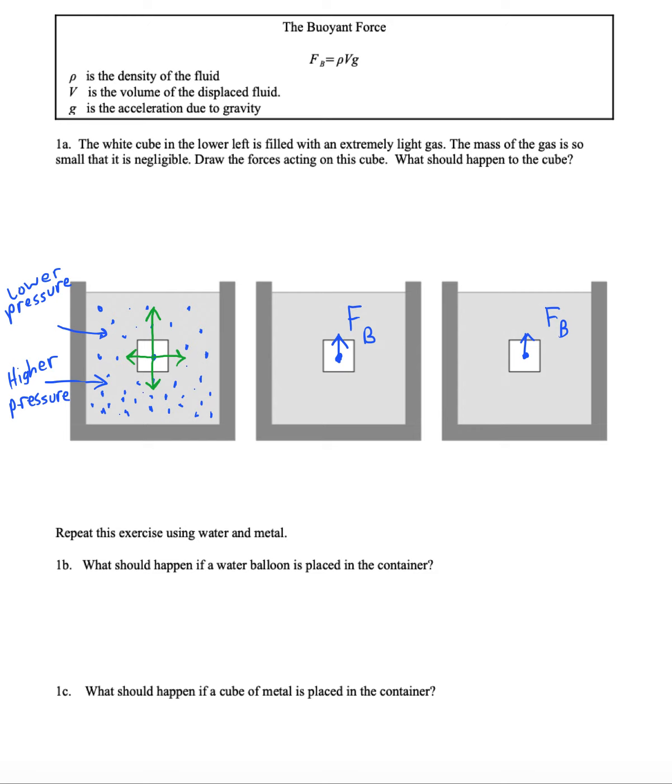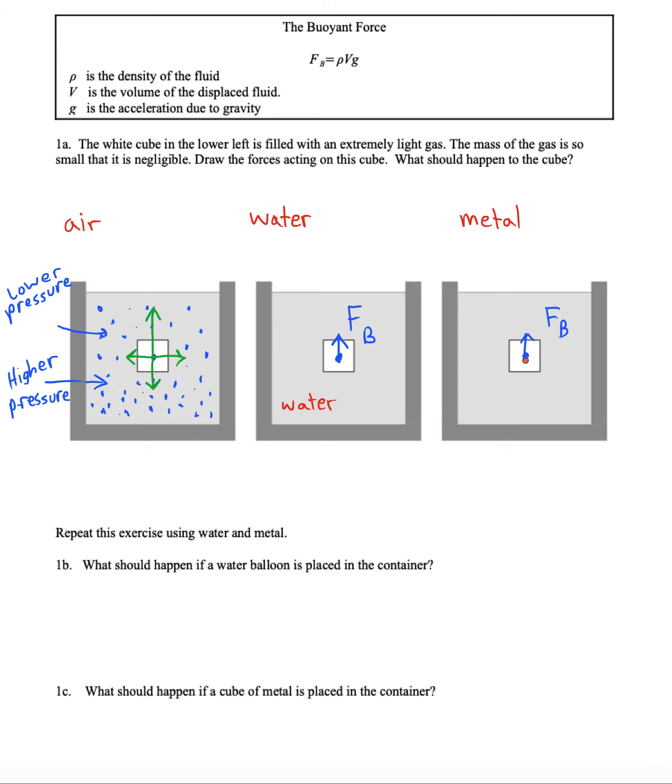Now we also have to remember that each cube is going to have a weight of its own. How big should the weights be? Well, this one is just an air-filled cube. This one's going to be, let's say, a water-filled cube. And let's say that our fluid is water as well. And then let's say that this cube is actually of metal of some kind. So much more dense.